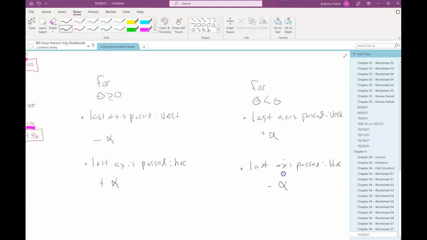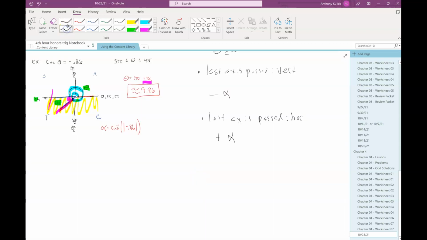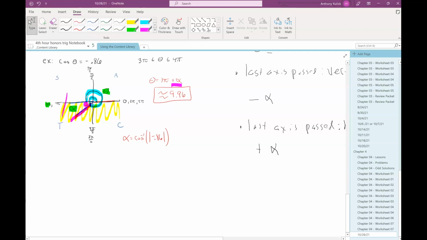Zach? Do you have to draw it to know if the last x is passed with circle or one time? Yes. Yeah. You really do need to draw it to get that part. Okay. Let's do one more example like this and then we'll move on. Does that sound okay to you guys?